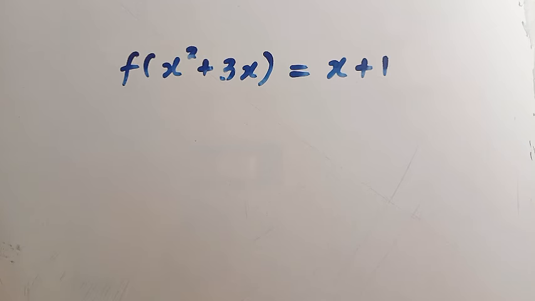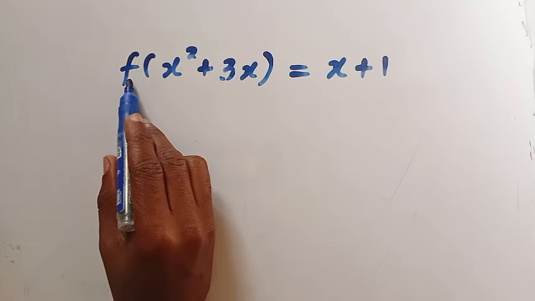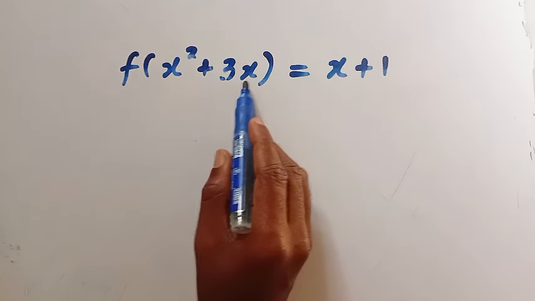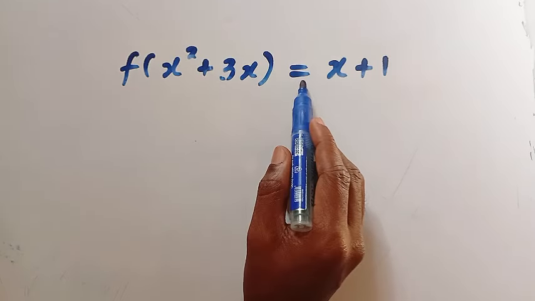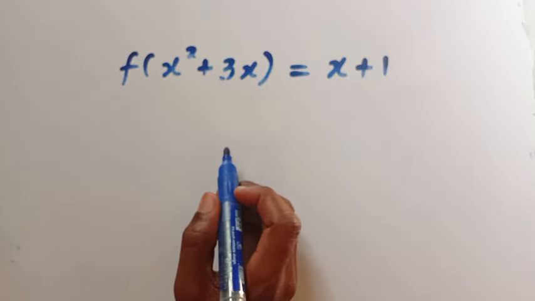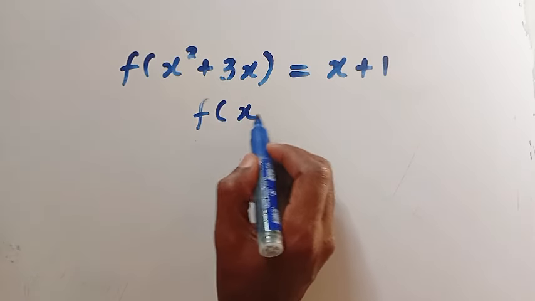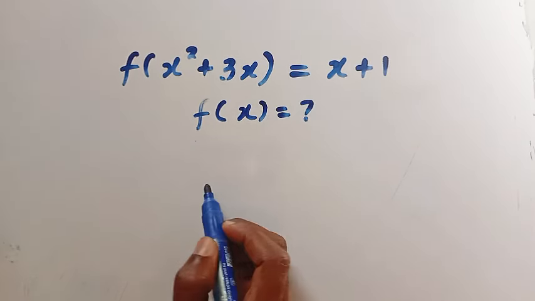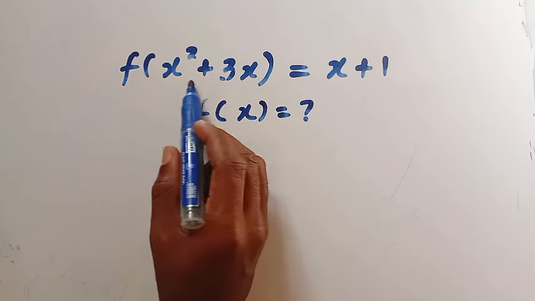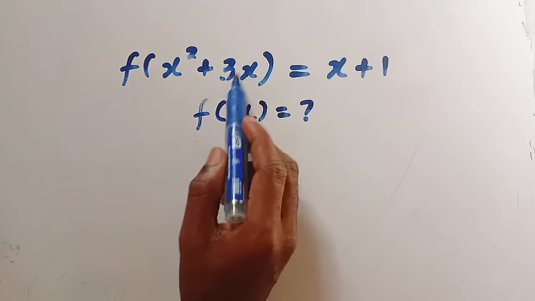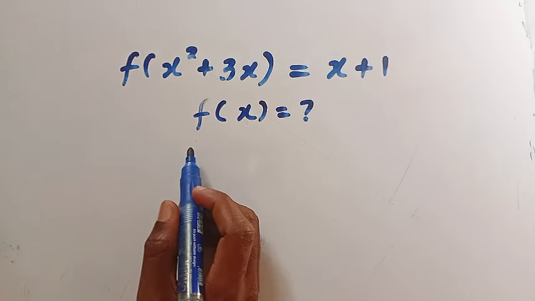How to solve these nice functional equations? We have f of x squared plus 3x equals x plus 1. So we're interested in getting f of x in this. But looking at this, we have x squared plus 3x. Here is the domain of this function.